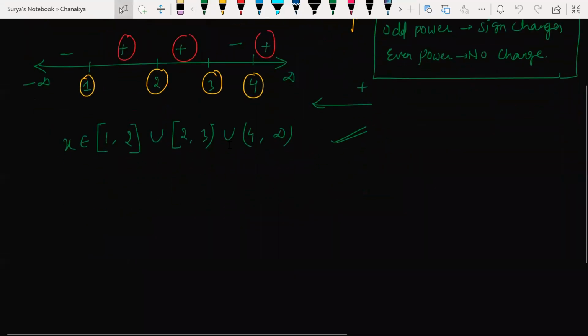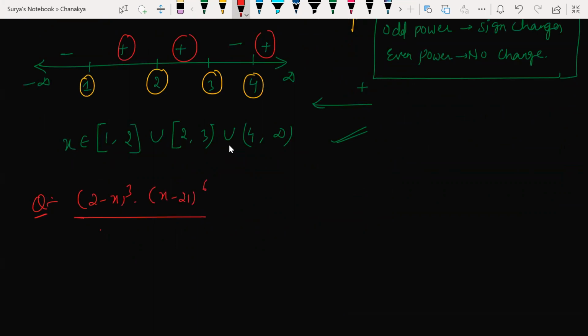Next question, guys. (2 minus x) whole cube into (x minus 21) whole to the power of 6, divided by (2x minus 3) whole square, greater than or equal to 0.